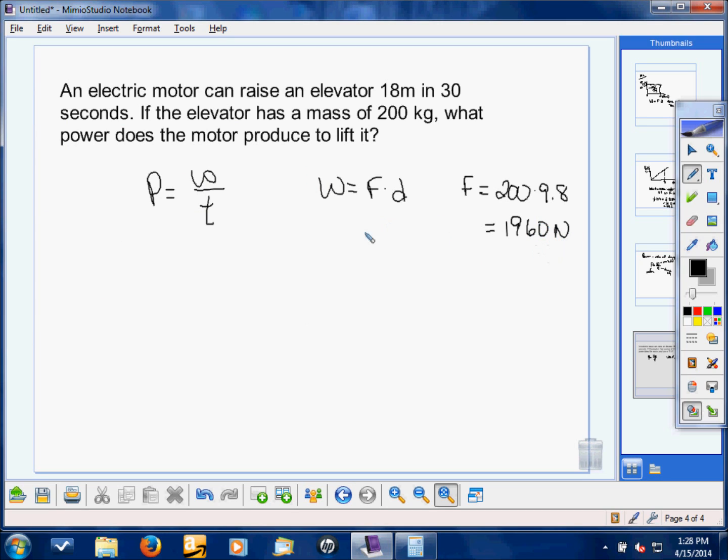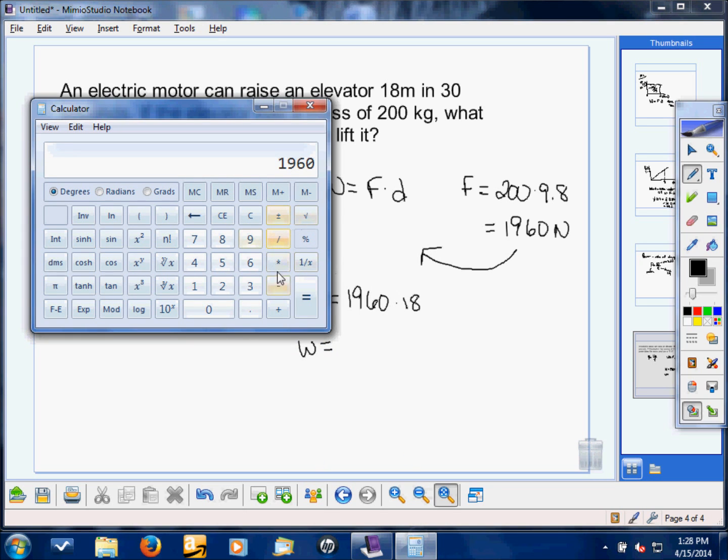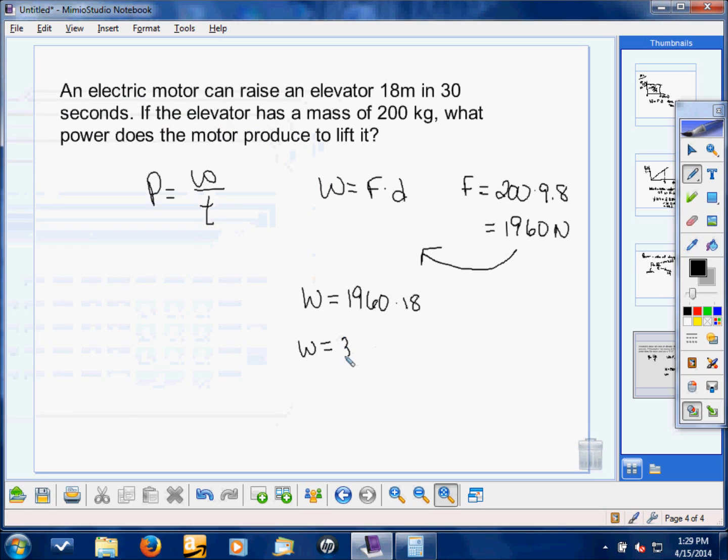Now we have to backtrack and use that in this equation. So work equals 1960 times 18. That's our distance. So our work is going to be 1960 times 18, which is 35,280 joules. Good. But we're not done yet.